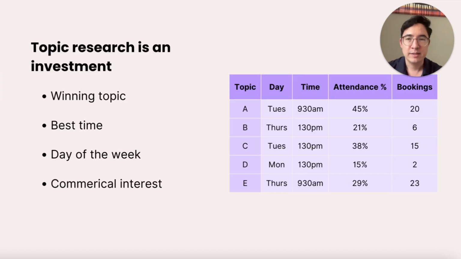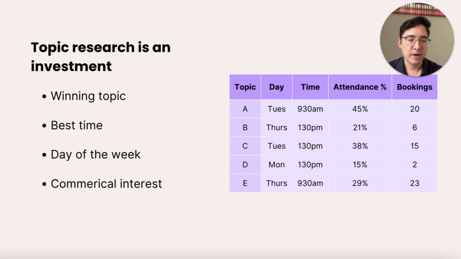When you're testing topics, you should think of it like an investment. You're not just trying to find a winning topic, you're trying to find multiple data points. The first thing you want to find out is the best time to hold your webinar. For example, is it during the day or the evening, a weekday or the weekend? So you're testing both time and day of the week. It's going to be different for everybody.